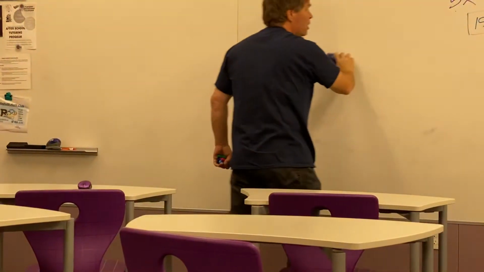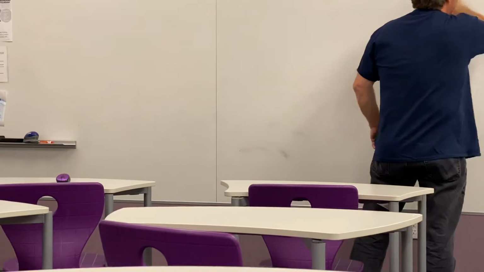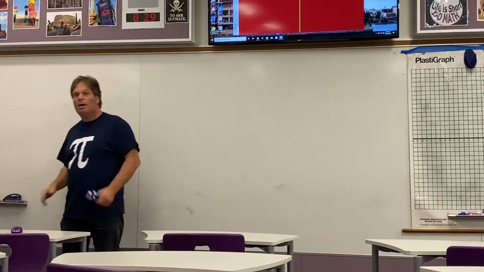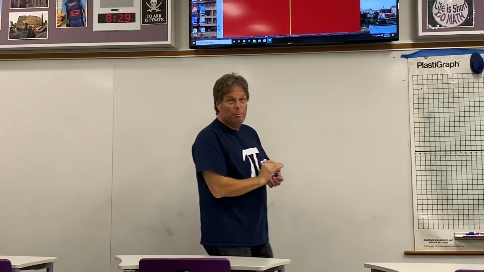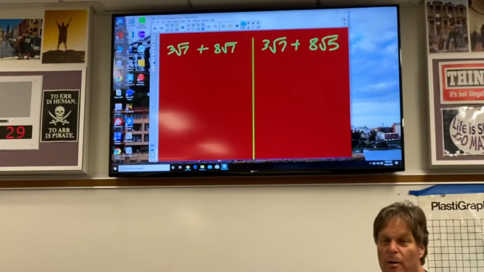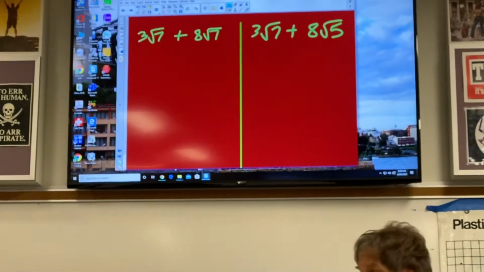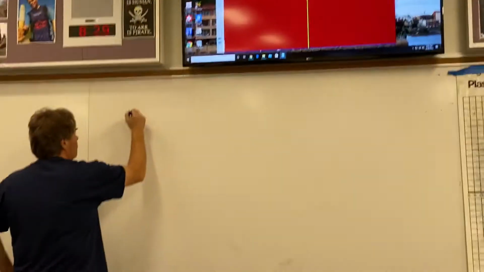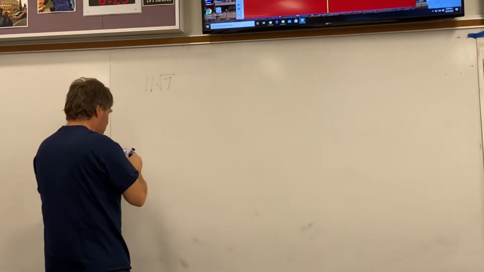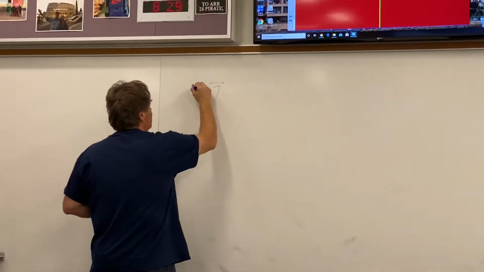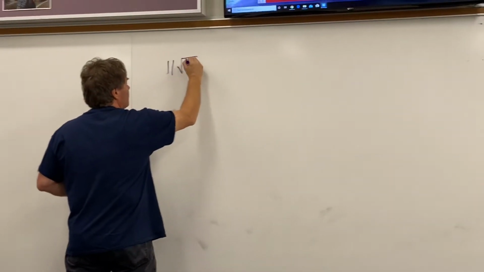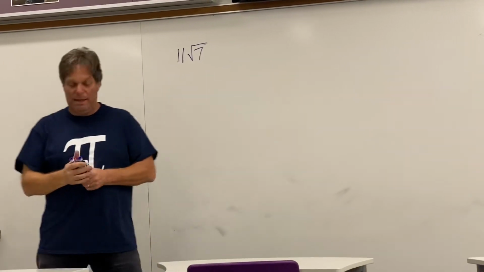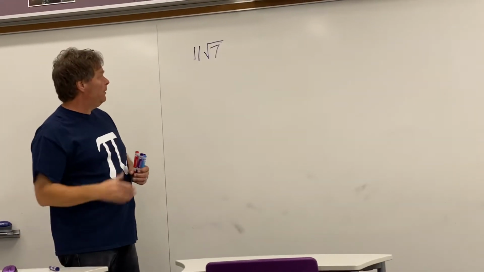Well, if you're not sure what to do, if I ask you to guess, in fact, I am asking you to guess right now, guess what you think 3 root 7 plus 8 root 7 would be. If you had to take a stab at it, what do you think it would simplify to? Most people are going to say 11 root 7. And the reason most people are going to say 11 root 7 is because that is the correct answer, and that's how you do it, okay? It is that easy. Don't make it harder than that, okay?